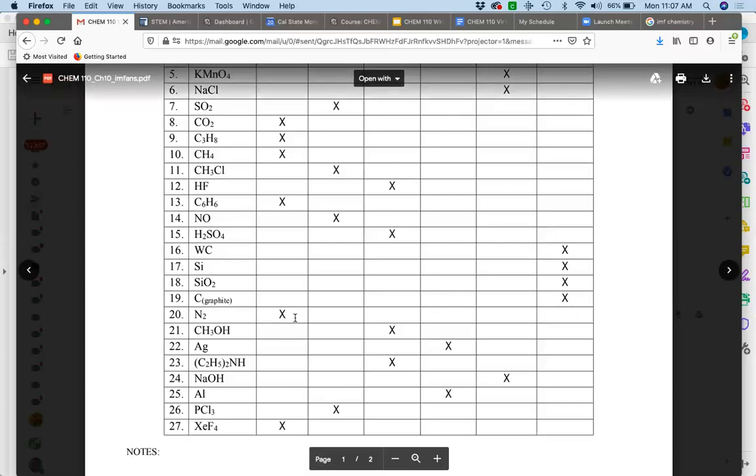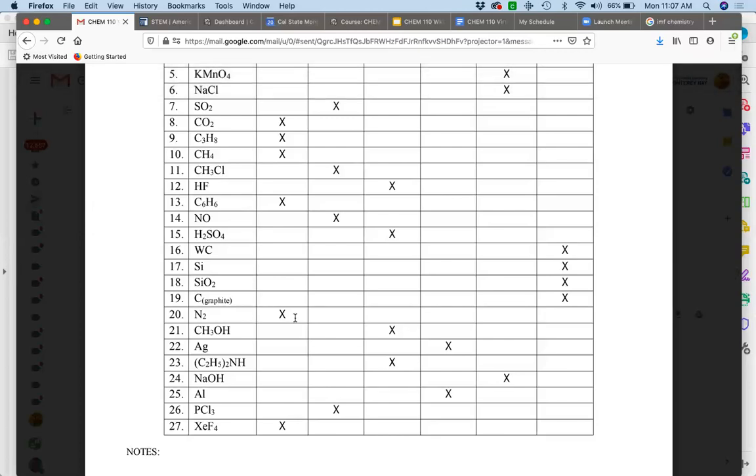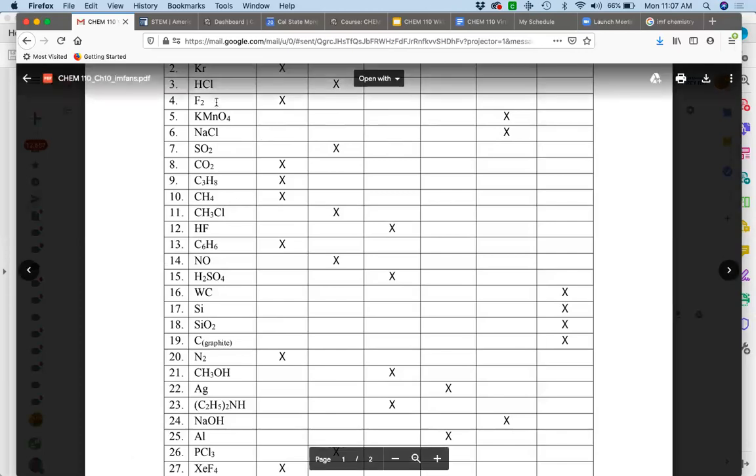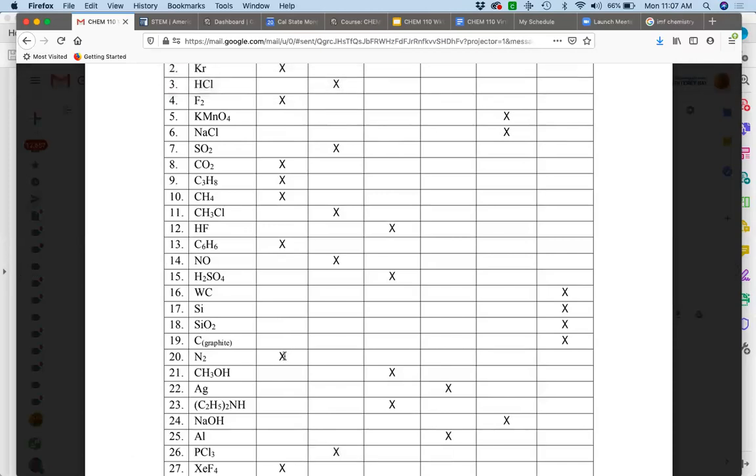N2: probably our best inference here is to think about the example we had a little bit earlier with F2. F2 is that diatomic gas, and its strongest forces were London dispersion forces. N2 is in a similar position.